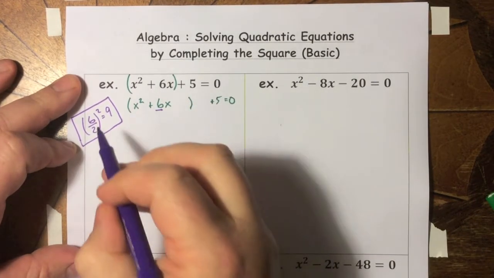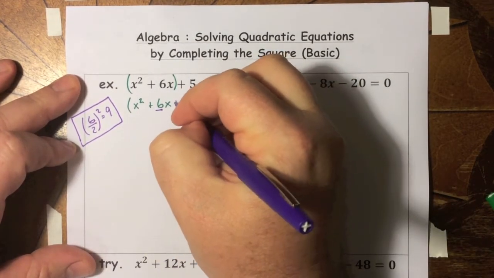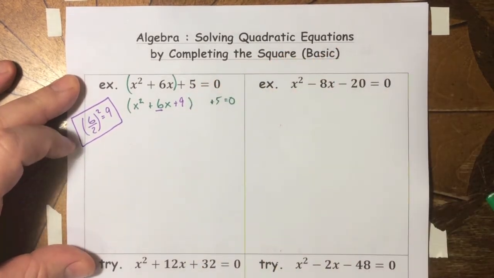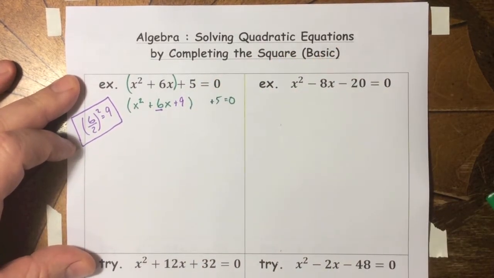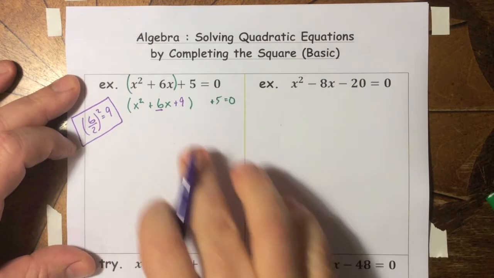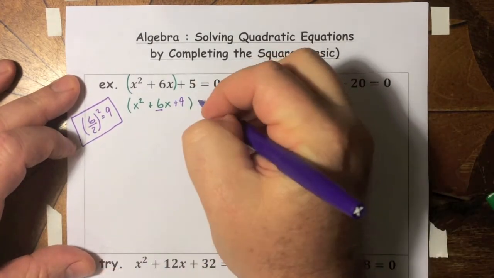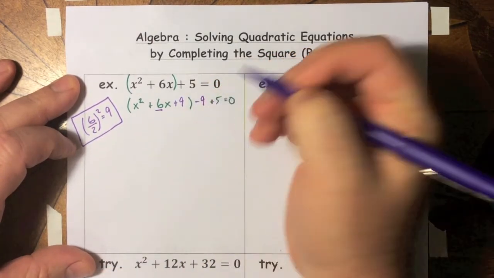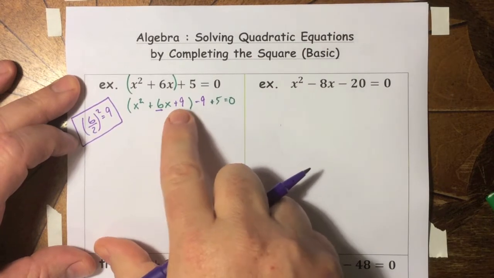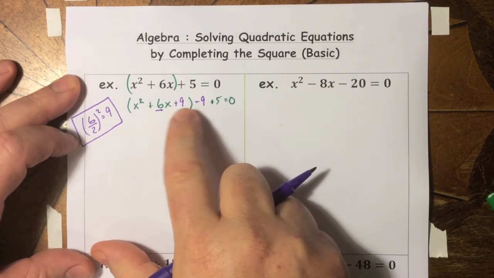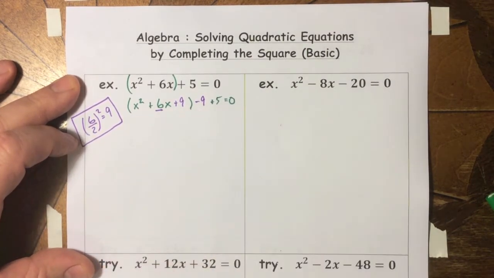So I'm going to begin by adding the 9 on the inside. But you can't just add 9 to an equation and keep it equal. So for this to stay equal, what I must do is I must subtract 9 as well. So I'm adding on the inside and subtracting on the outside. My net result is basically I didn't add anything to the equation.